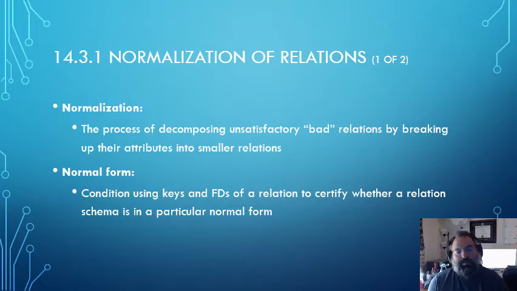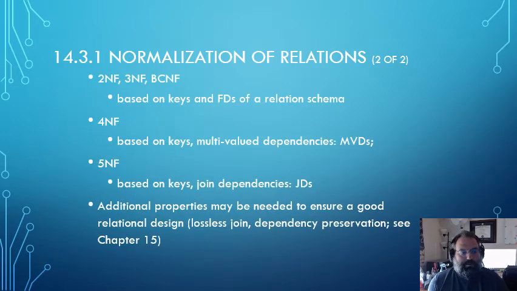Normalization is the process of decomposing unsatisfactory bad relations by breaking up their attributes into smaller relations. Normal form conditions use keys and functional dependencies of a relation to certify whether a relation schema is in a particular normal form. Second, third, and Boyce-Codd normal form are based upon keys and functional dependencies in a relational schema. Fourth normal form is based upon keys and multivalued dependencies, and fifth normal form is based on keys and join dependencies. Additional properties may be needed to ensure a good relational design: lossless join, dependency preservation, and so on.